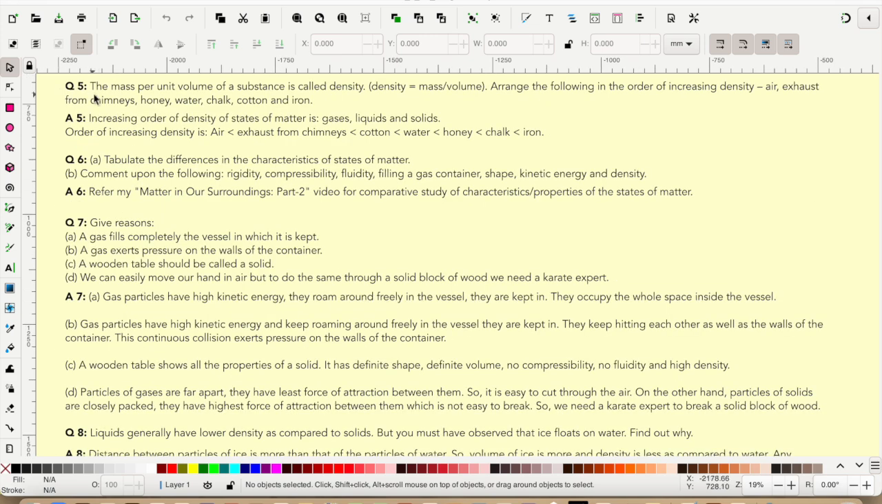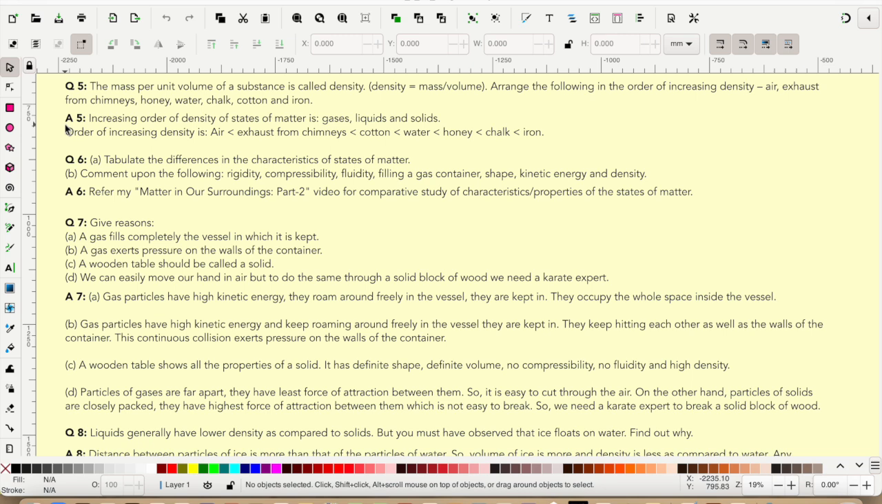Fifth question is, the mass per unit volume of a substance is called density. The formula is given as density is equal to mass upon volume. Arrange the following in the order of increasing density: air, exhaust from chimneys, honey, water, chalk, cotton, and iron.